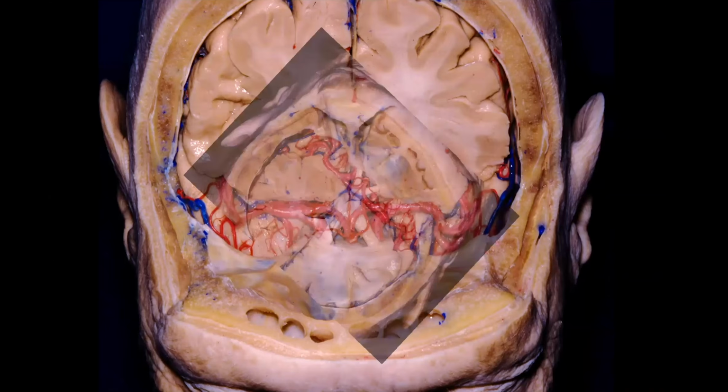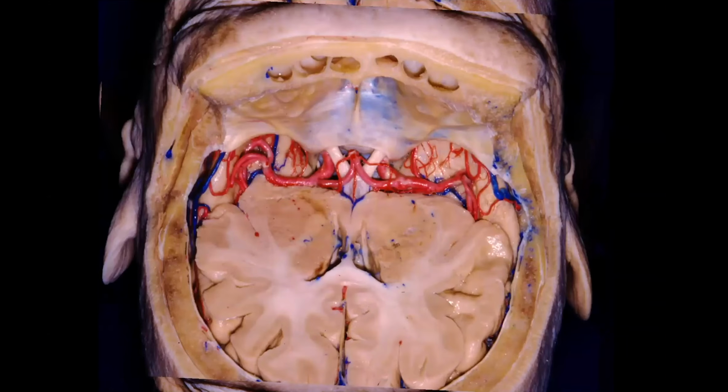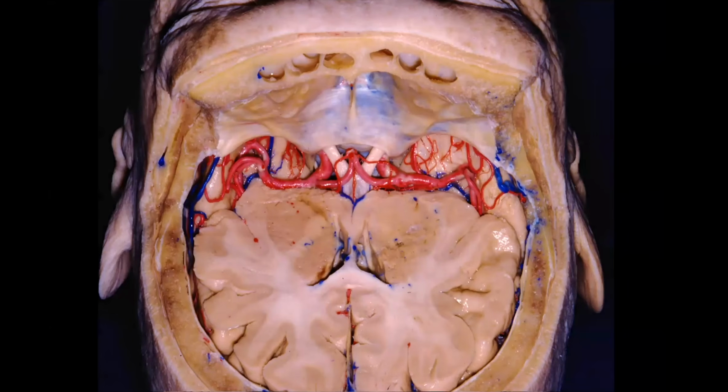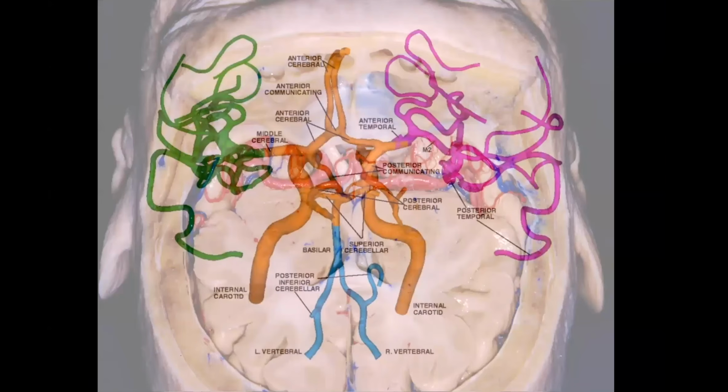Okay, so now on to the last segment of the ICA, the C7 or the communicating segment, which extends from the posterior communicating artery origin to the terminal bifurcation into the anterior and middle cerebral arteries. Let's take a closer look. But before we go, let's just go back and quickly take a look at our real circle of Willis to see what we're looking for.